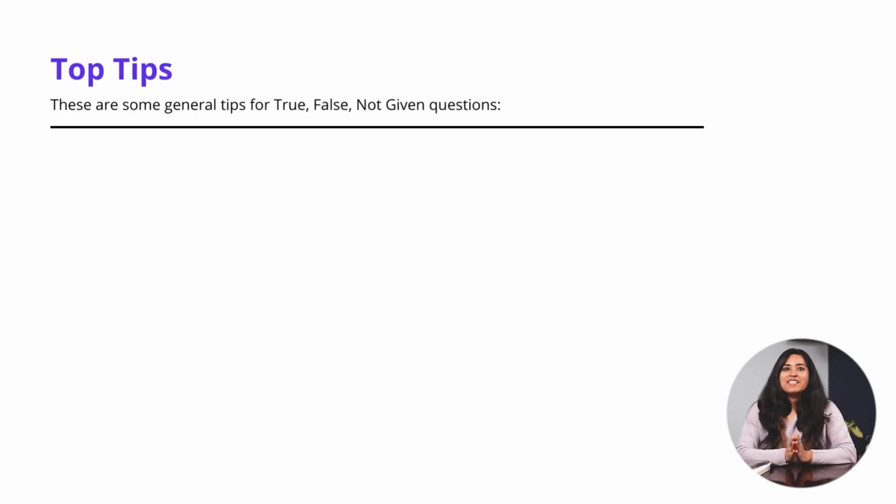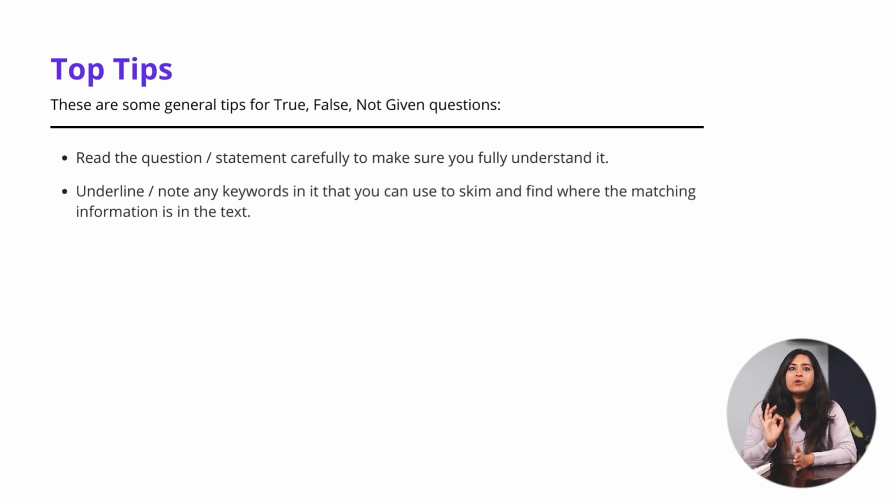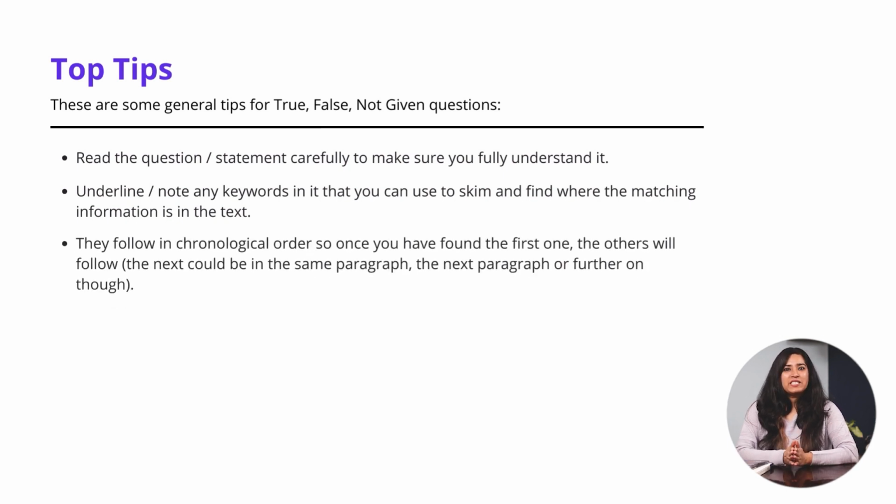Okay, before we come to the end of the lesson, let's look at some top general tips for this question type. First of all, read the questions or statements carefully to make sure you fully understand it. Underline or note down any keywords that you can use to help you skim and find where the matching information is in the text. Helpful hint here. This question type usually goes in chronological order. So once you've found the answer to the first one, the others will follow. The next could be in the same paragraph, the next paragraph, or further on through.